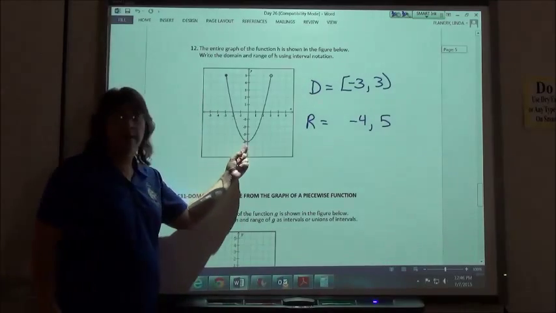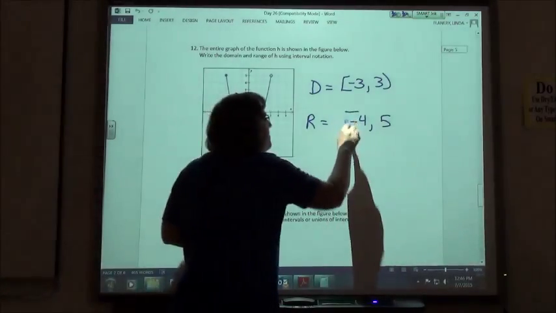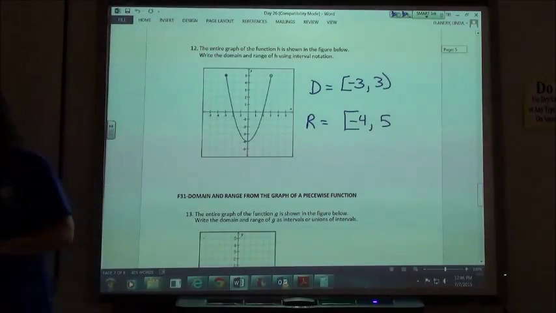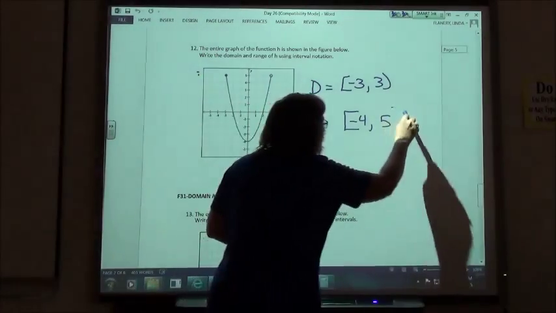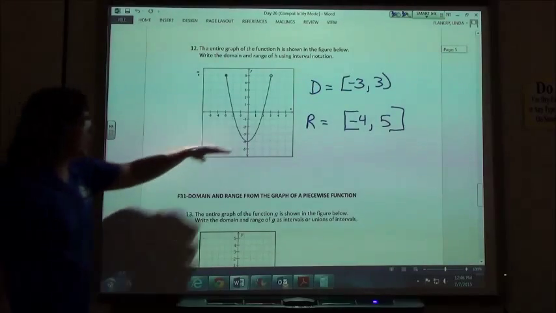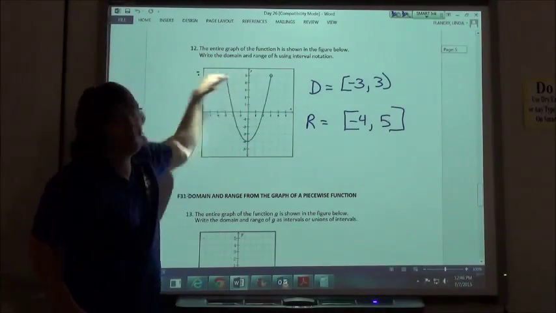Am I touching the bottom point? Yes, I am. There's not a hole in my graph, so there's a bracket. Am I touching the top point? Yes, I am. Over here, there's a filled-in dot, so there's a bracket there also. So if you're touching any place at that point, then you're going to use a bracket. If those were both open, then I'd have a parenthesis.